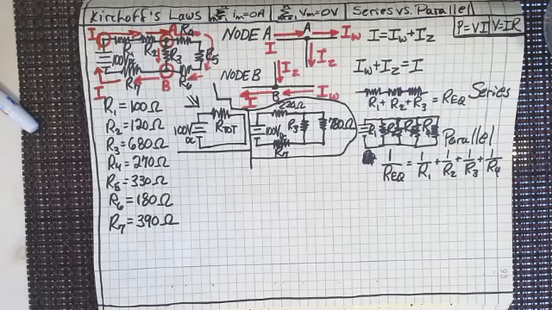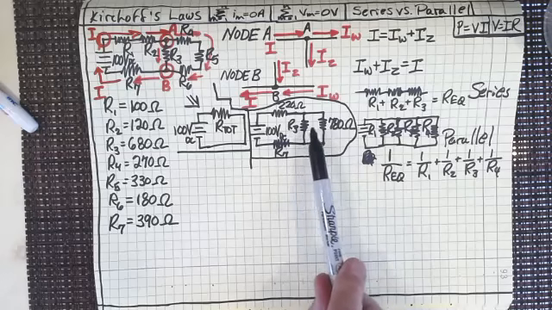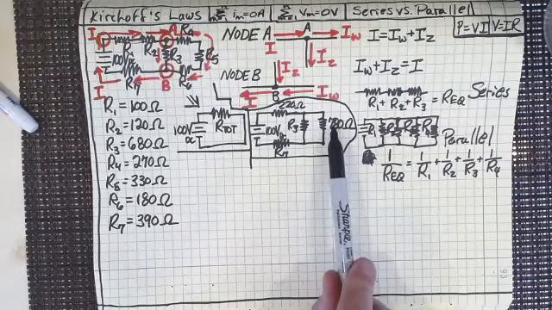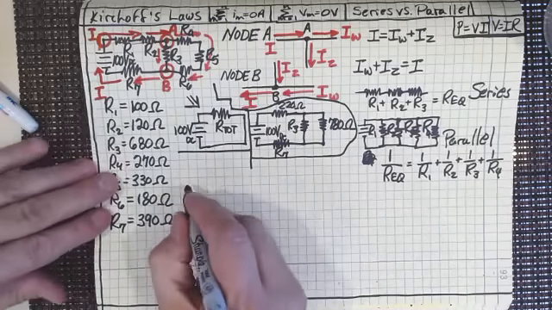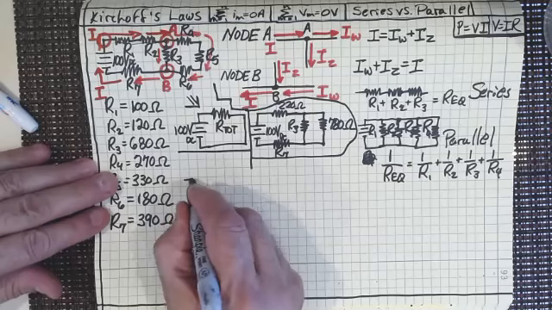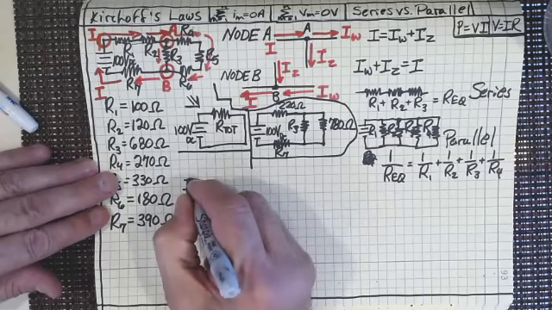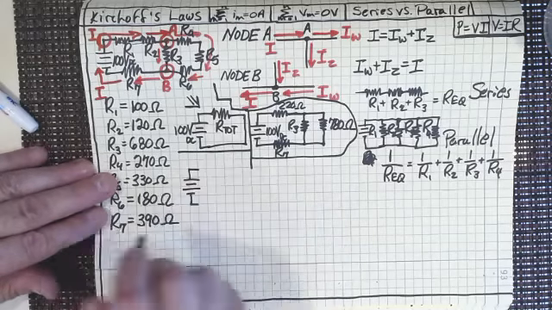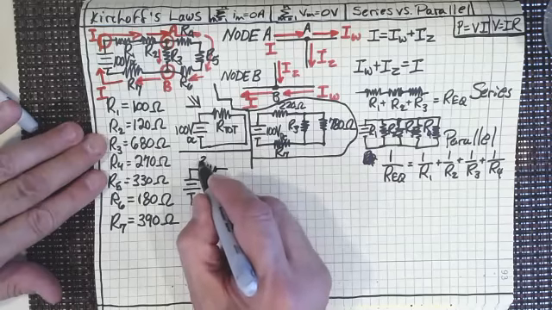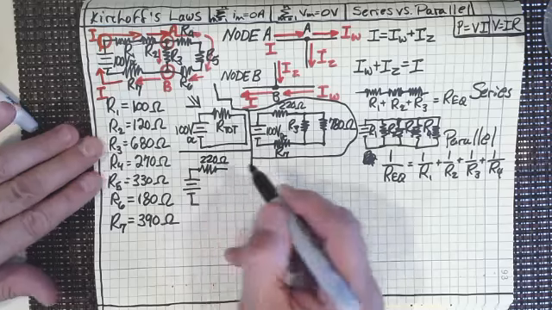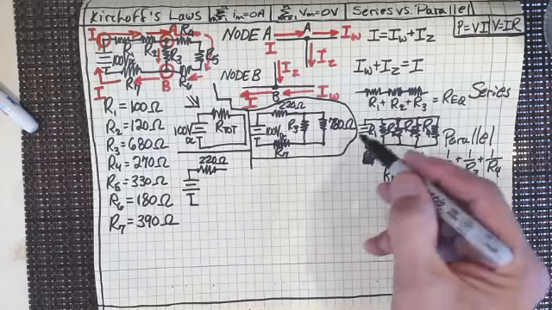Now, how do we do the parallel equivalency of R3 and 780 ohms? Well, let's draw our circuit again. We've got our 100 volt power supply here. We've still got our 220 ohm equivalent combination there. But now what we want to do is figure out R3 and R7.